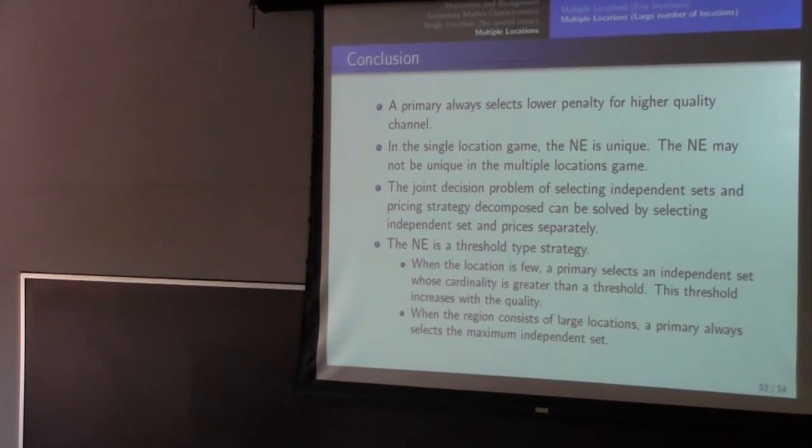Okay, so we come to the last part. I will just conclude here by summarizing the important results in our analysis. The first is that a primary always selects lower penalty for higher quality channel in the single location game. The NE is always unique, but the NE may not be unique in the multiple locations game. But the good thing is that in the multiple location game, the joint decision problem of selecting independent sets and pricing strategy can be decomposed by selecting the independent set and prices separately. And the NE in the multiple location game is a threshold type strategy. When the channel state is the same, a primary selects an independent set with cardinality greater than the threshold. This may not be the maximum one, but when the region consists of large locations, a primary always selects the maximum independent set.